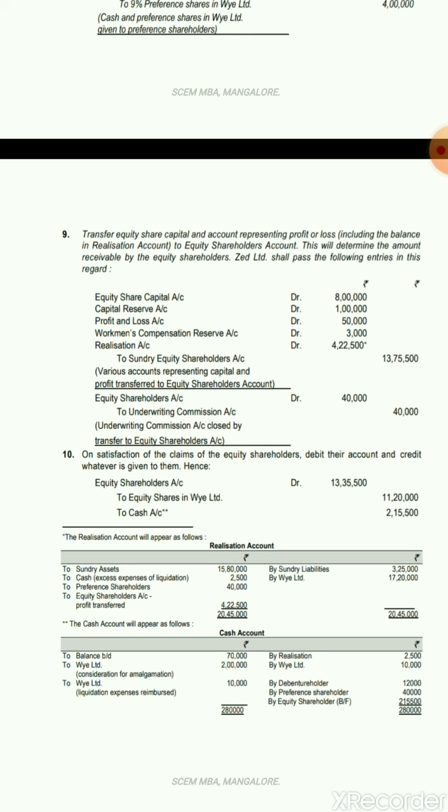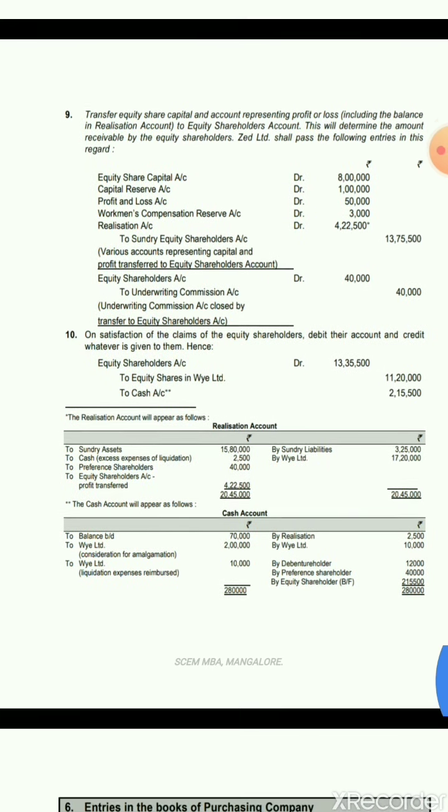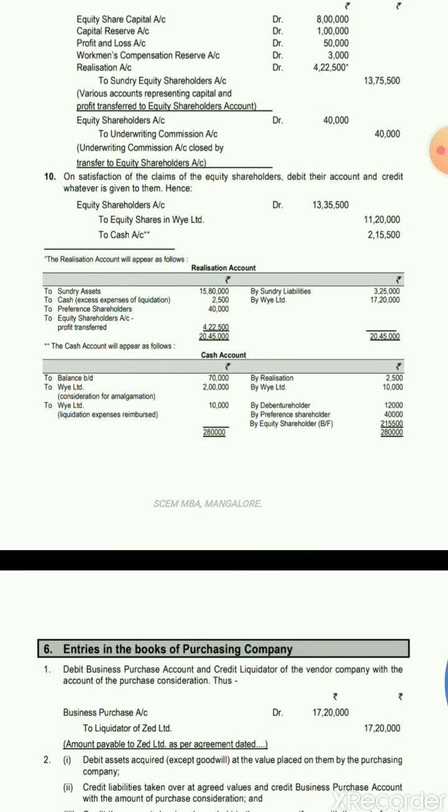So before understanding if the equity shareholders have been paid more or if they have been paid less, it is better to form a realization account. It is better to have a realization ledger account. So we shall see the realization ledger account. See, realization account to sundry assets.